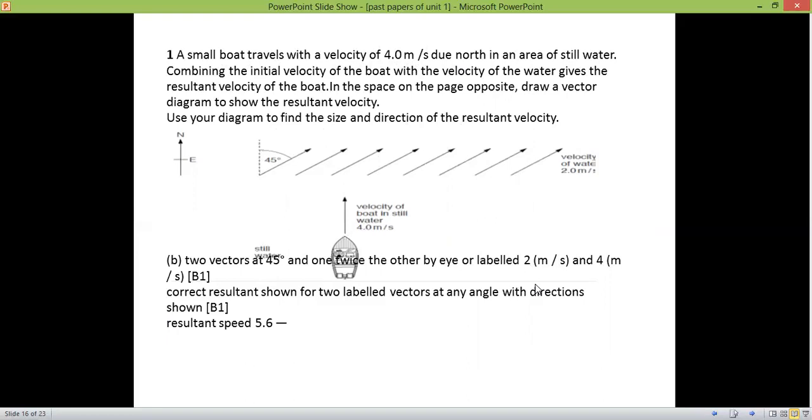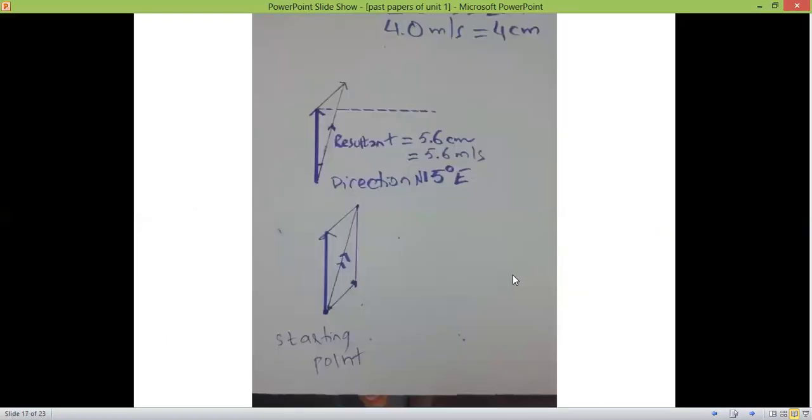So first step, we have to write down the scale, then we have to find the resultant velocity either by parallelogram method or by head to tail rule method. So the scale chosen is 1 meter per second is equal to 1 centimeter. So 4 meter per second will be equal to 4 centimeter and 2 meter per second will be equal to 2 centimeter. This is head to tail rule method.